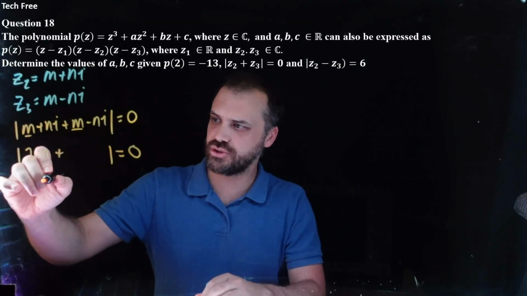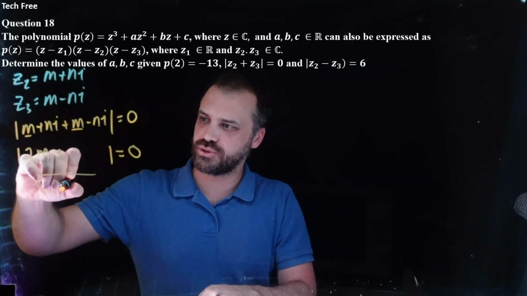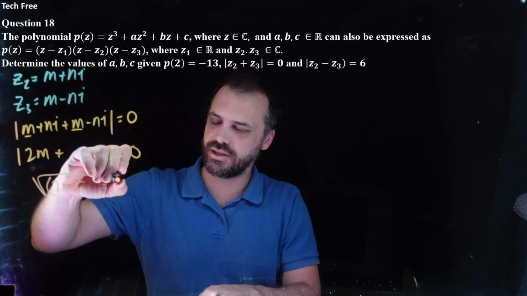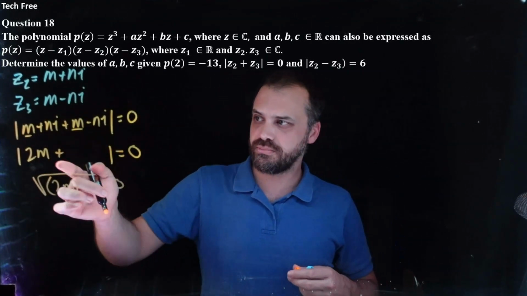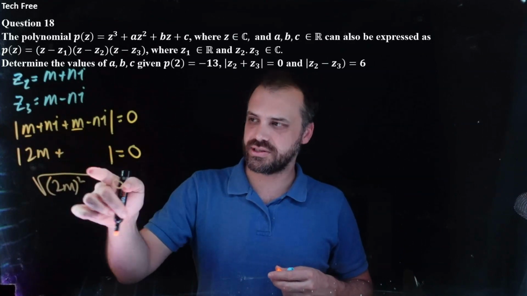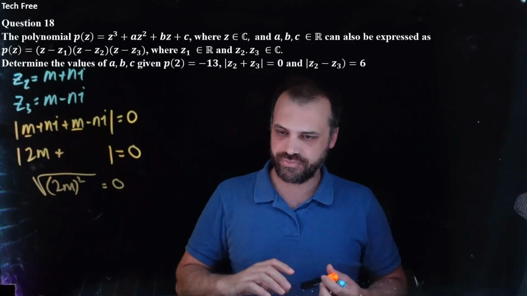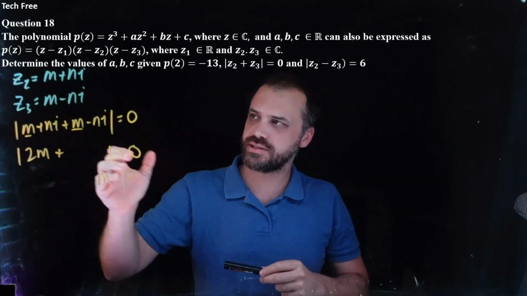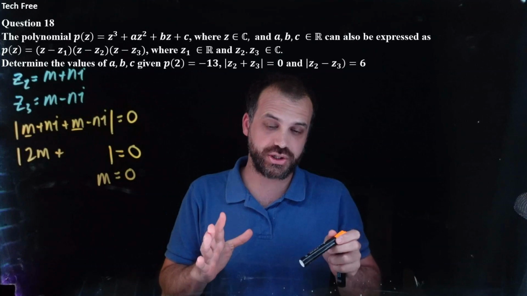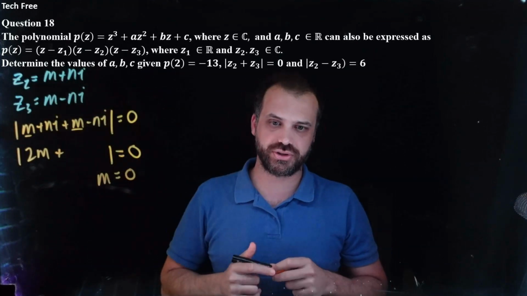Right? So, because you could do the magnitude of, which would be 2m squared equals 0, and go through all the steps of solving that. But if the magnitude of anything is 0, then that thing must also be 0. So that's it. M's equal to 0. Okay, that means that Z2 and Z3 are actually purely imaginary. There's no real component to them.